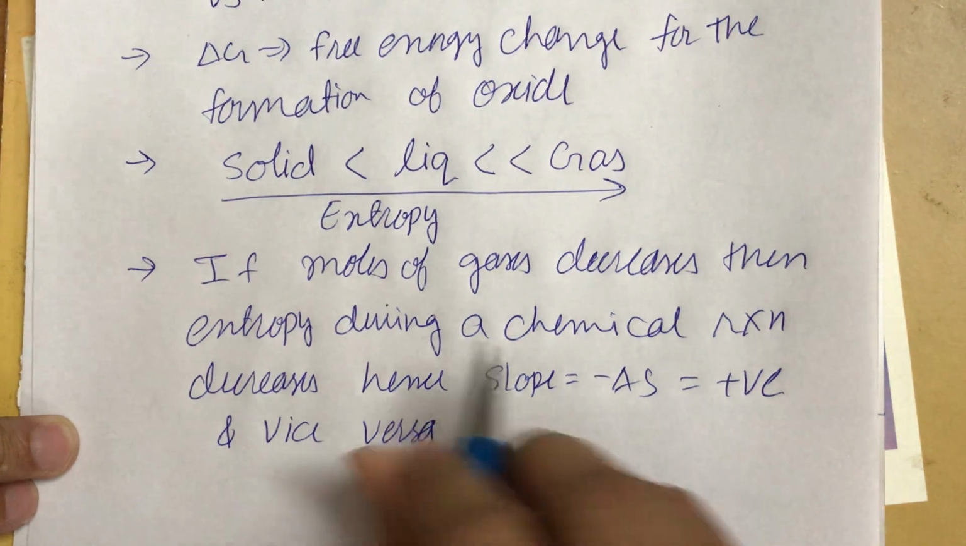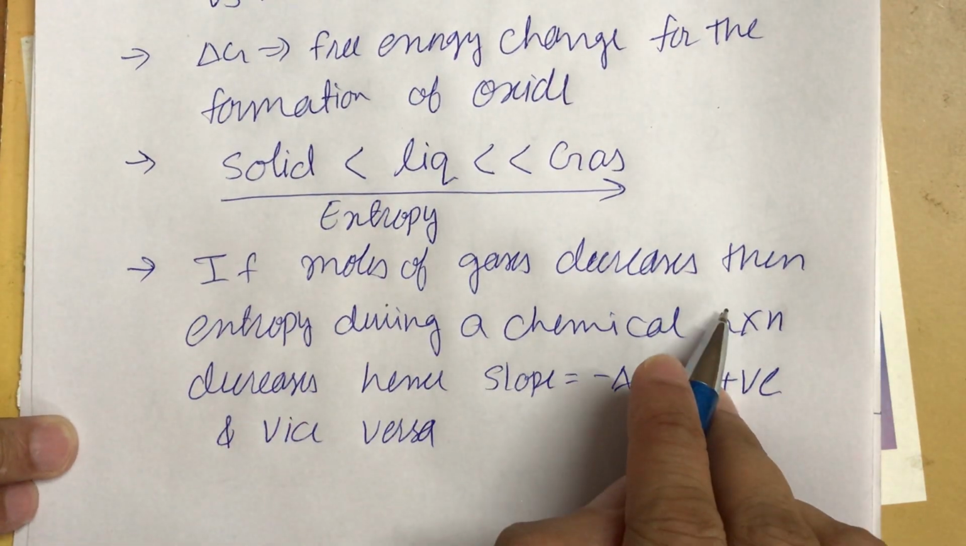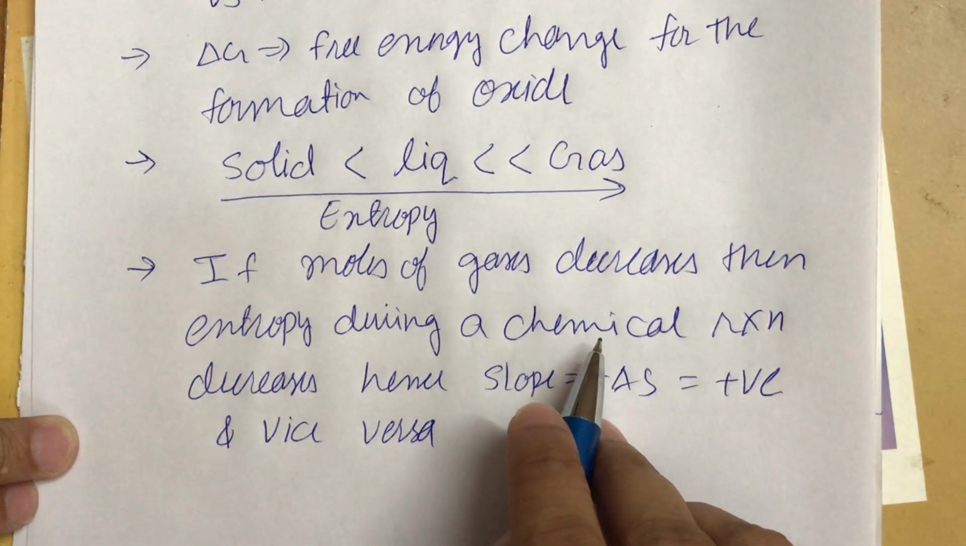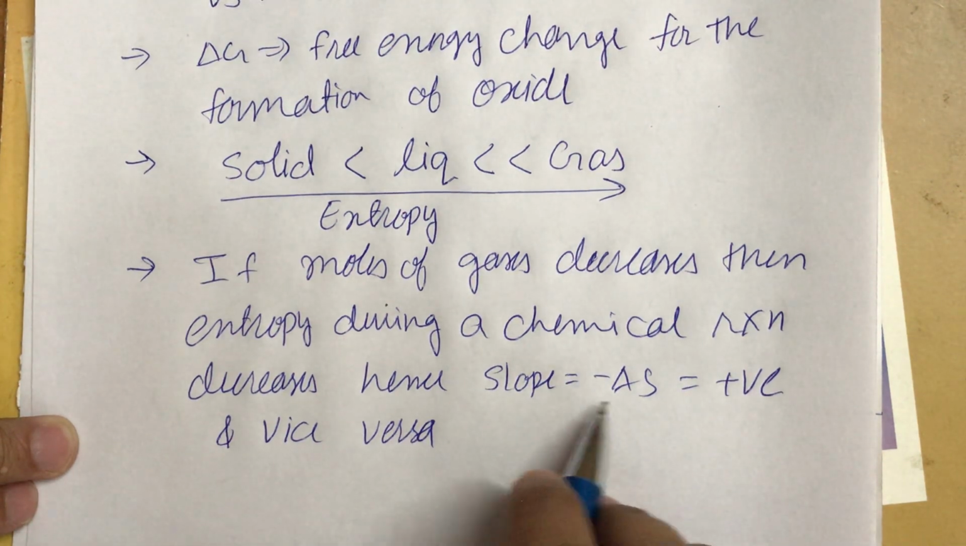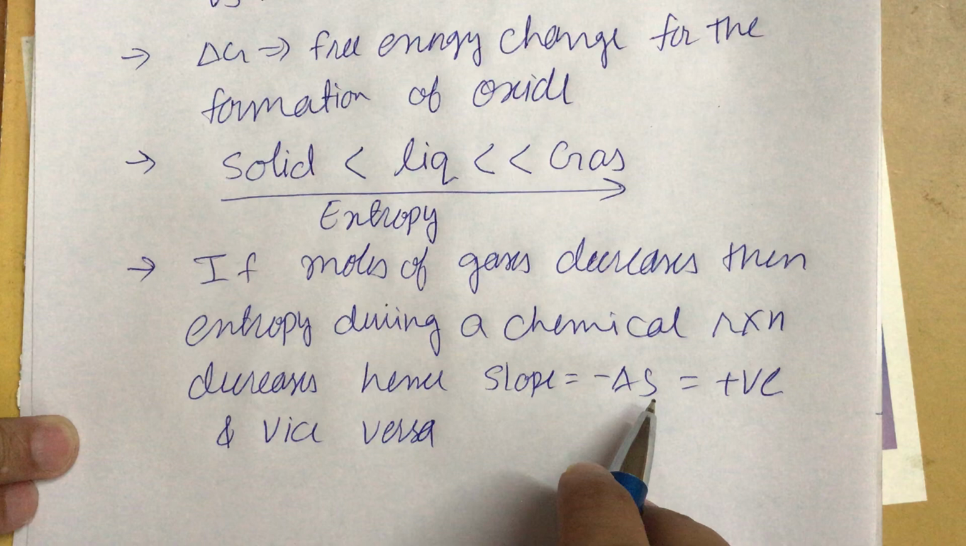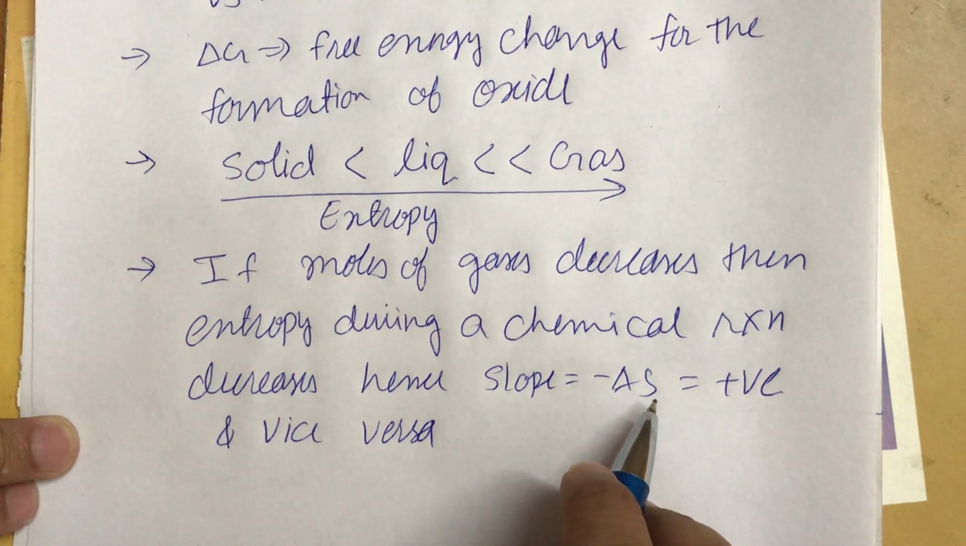And vice versa. If the moles of gas are increasing during a chemical reaction, then entropy increases. If entropy increases, then the slope will be negative. Delta G decreases with increase in temperature.